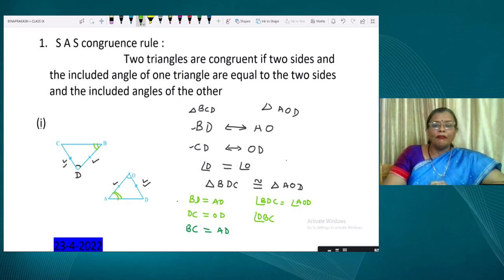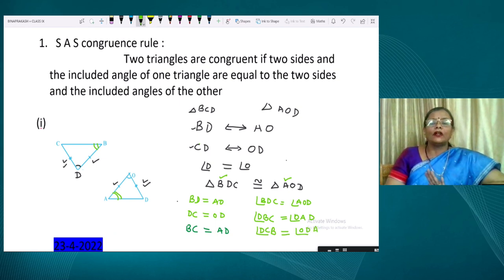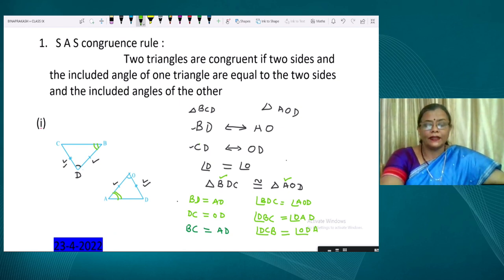Look at the position of B in this triangle. It's first. What does it correspond to? It corresponds to A. That means it will be the angle OAD. The third angle of this is DCB. This will be equal to the third angle of the other, that is ODA. That means all the six elements are equal. So that's the resultant of the congruence.